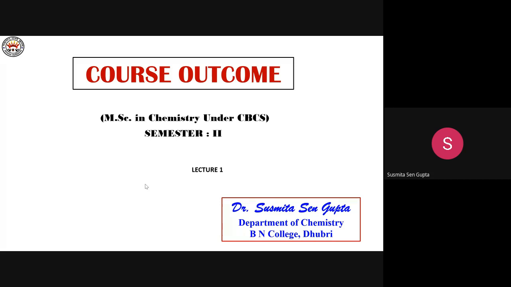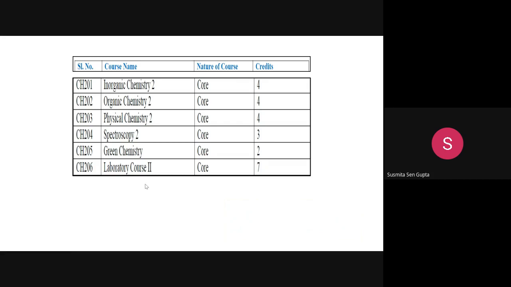Okay, so we will discuss the course outcome of the MSc in Chemistry under CBCS course of semester 2. So what are the papers that we have to study? You may have seen this in your syllabus, but let's discuss. We have 5 core papers and 1 laboratory course. First one is inorganic chemistry, then organic chemistry. This 2 means second sem. Organic, physical, spectroscopy, green chemistry and laboratory course.